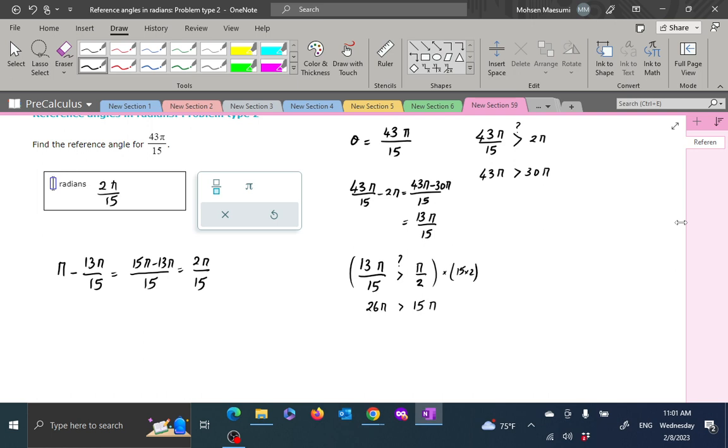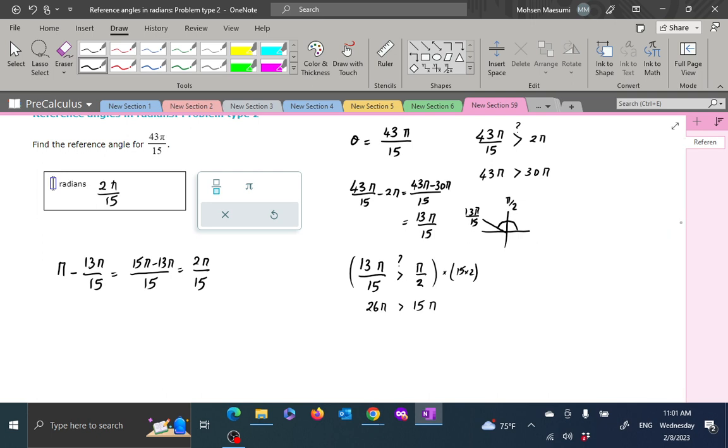To be sure, I am checking to see I'm really in quadrant 2. I compared against angle of pi over 2. I want to know, okay, so this is pi over 2. I want to claim that 13 pi over 15 is in quadrant 2. Well, I compare against pi over 2. Well, how do I compare?